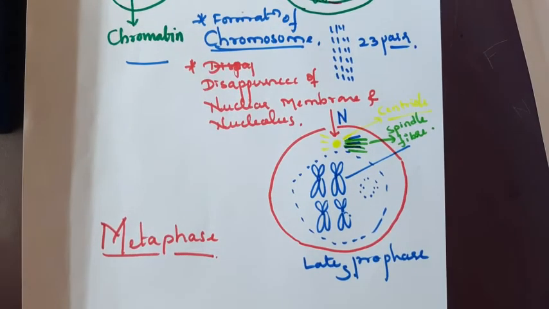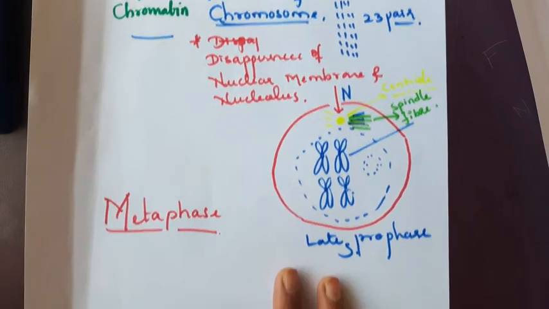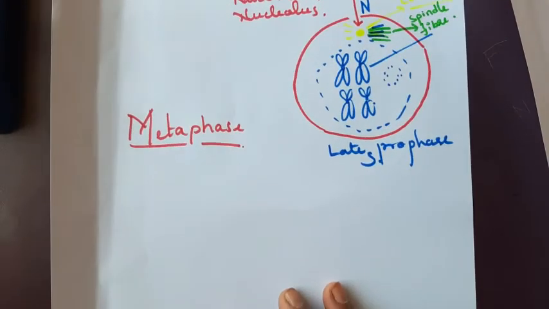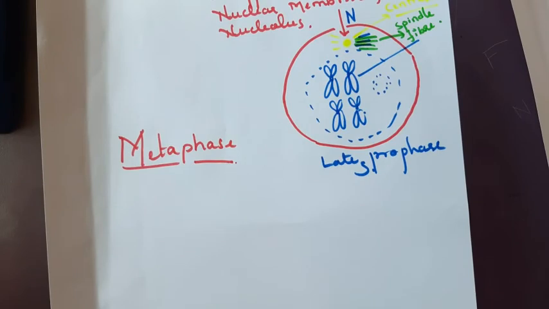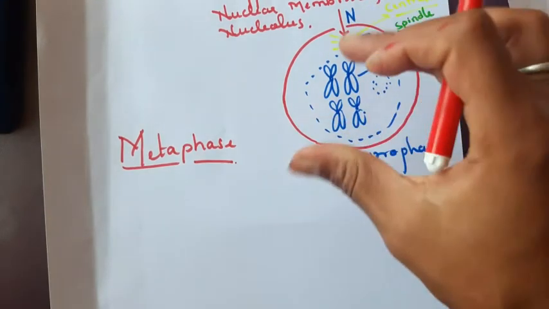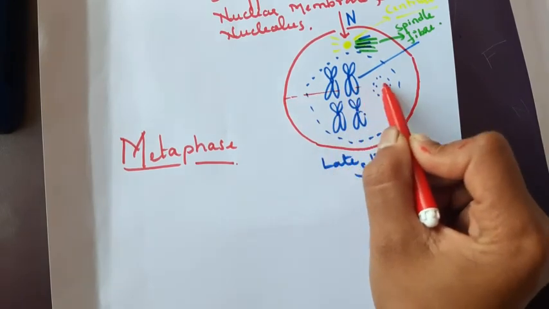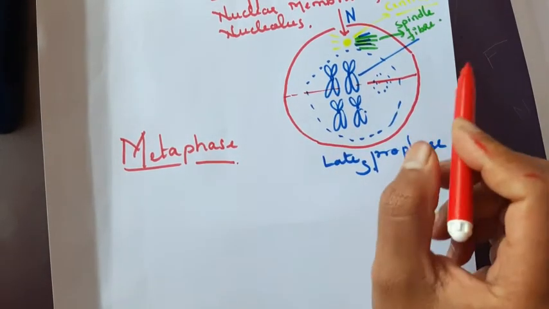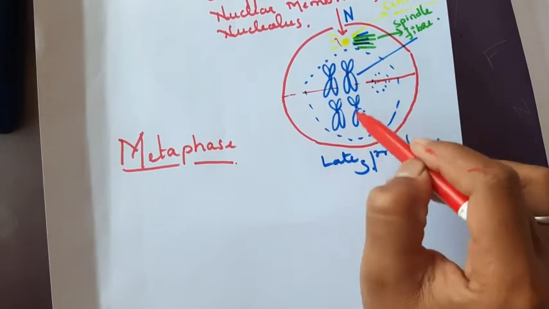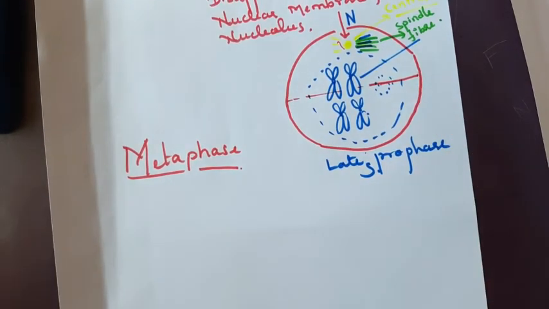Okay, during this metaphase, chromosomes are aligned on the equatorial plane. Chromosomes are going to align on the equatorial plane. Then what is equatorial plane? If we consider any cell, then the line which makes the cell into two equal parts, like this, or horizontal or vertical, that line is known as the equatorial line or equatorial plane.